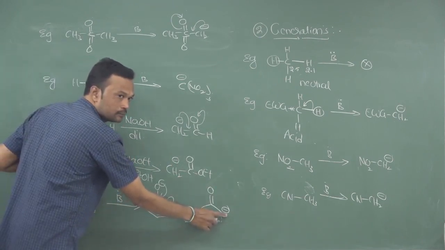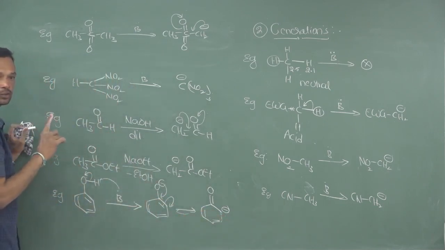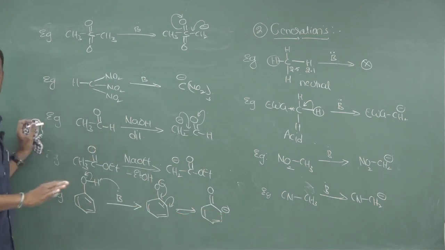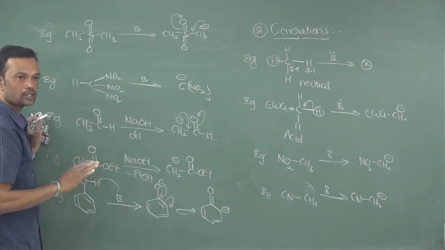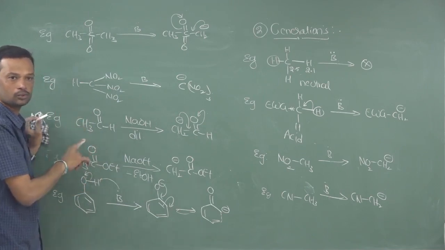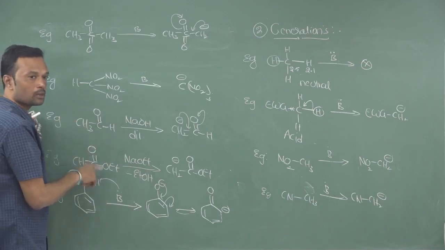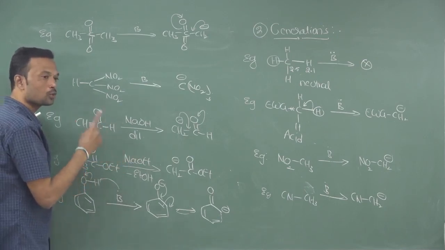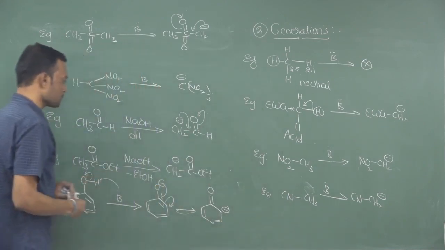Clear? So every time what are we generating? Carbanion. So 90% of named reactions, 90% of rearrangements, condensation reactions, elimination reactions belong to carbanions only. Be careful with carbanion. Generation of carbanion is very, very important. Once you know how to generate it, then it is very easy to understand how to write a reaction. Take this.